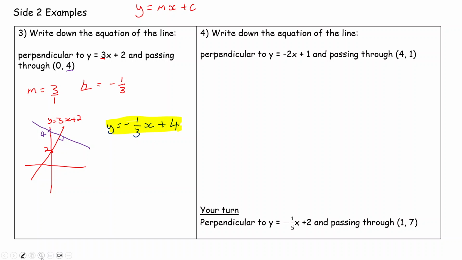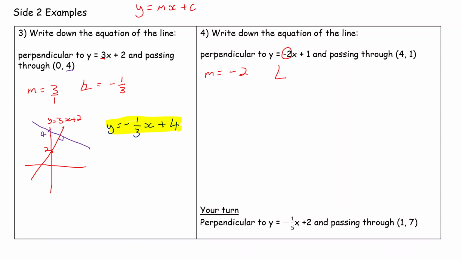The next question, just by glancing at it, is trickier, because this time the coordinate is not 0 at the front, you've got (4, 1). So I've got to write down the equation of a line that is perpendicular to y equals minus 2x plus 1, and it passes through (4, 1). But start in the same way as before. The gradient of this line here is minus 2. So the gradient here, m, is equal to negative 2.